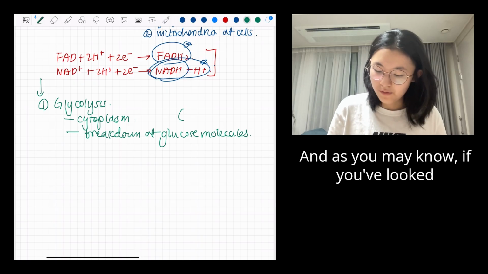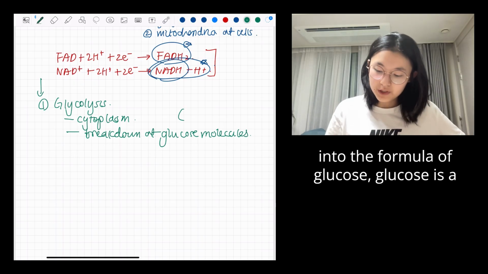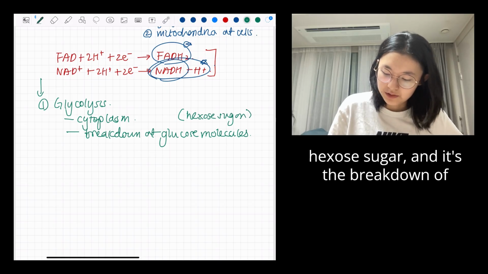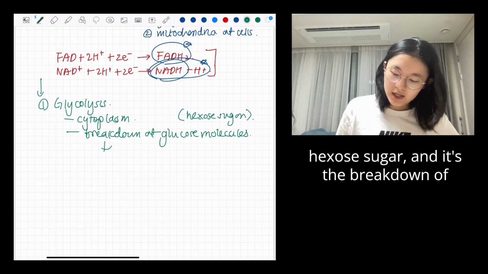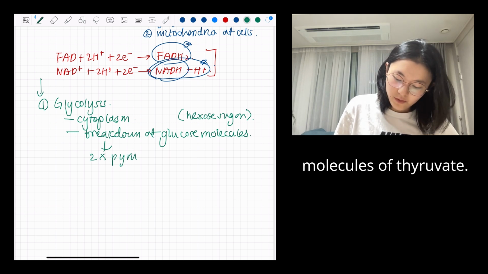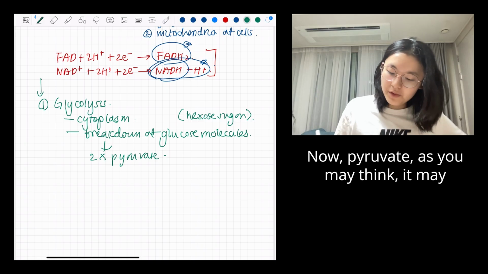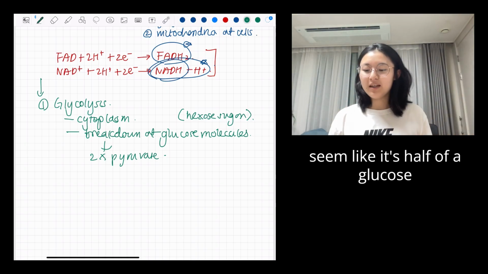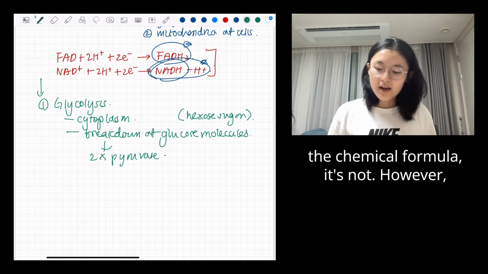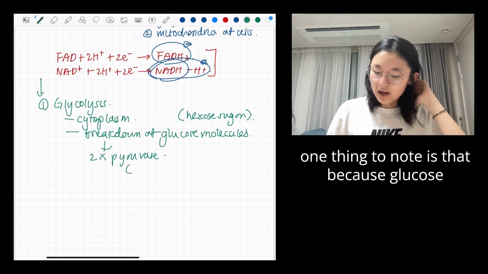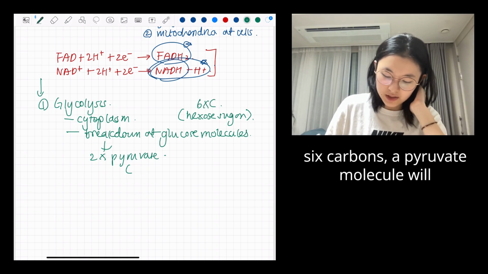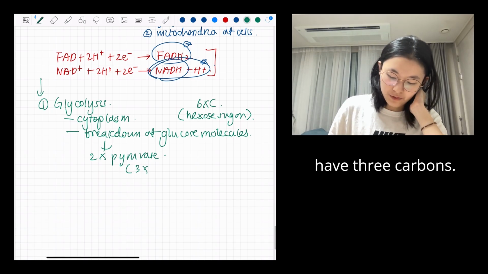And as you may know, if you've looked into the formula of glucose, glucose is a hexose sugar. It's the breakdown of these glucose molecules into two molecules of pyruvate. Now, pyruvate may seem like half of a glucose molecule, but actually when you look at the chemical formula, it's not. However, one thing to note is that because glucose is a hexose molecule, meaning that it has six carbons, a pyruvate molecule will have 3 carbons.